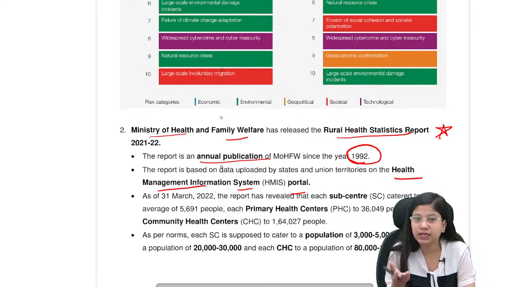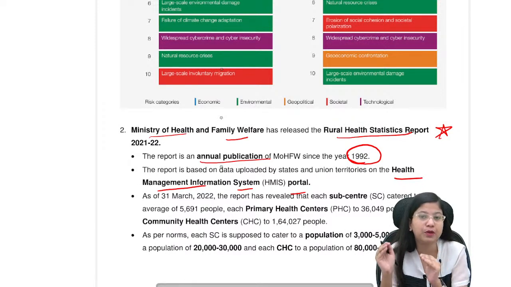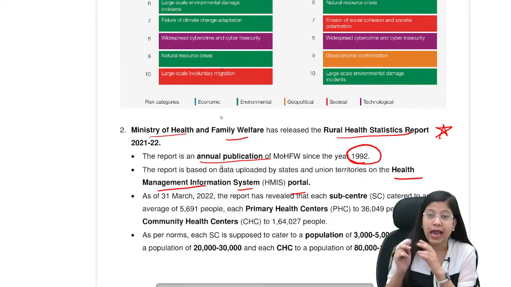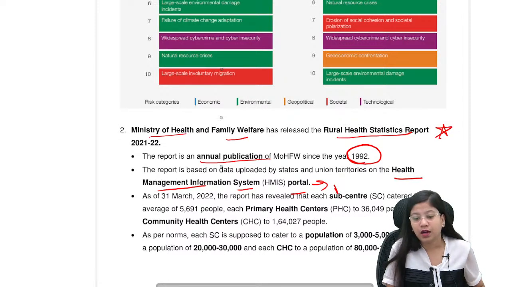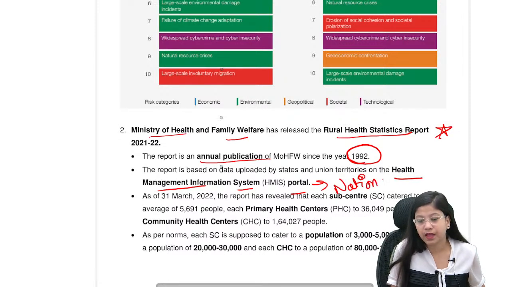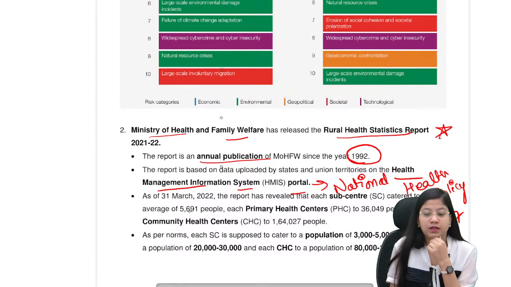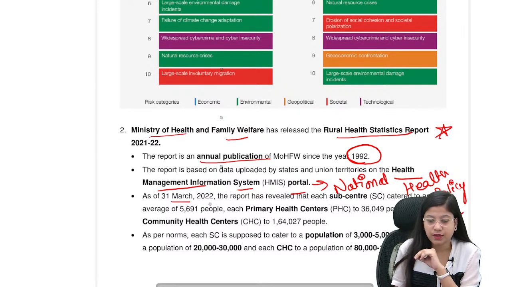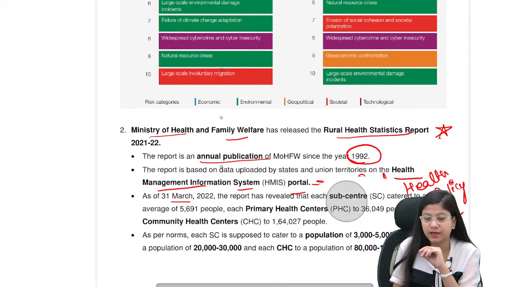From the very name itself, it is very obvious that it is the portal that will help the Ministry of Health and Family Welfare to monitor the progress in the healthcare sector. Very specifically, it monitors the progress achieved in your National Health Policy implementation of 2017.